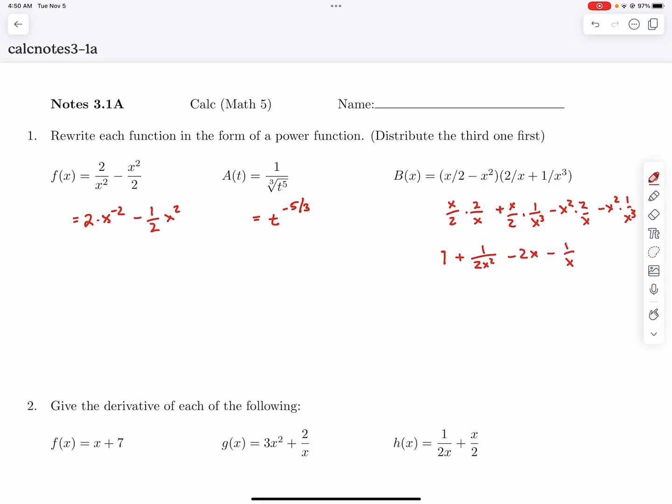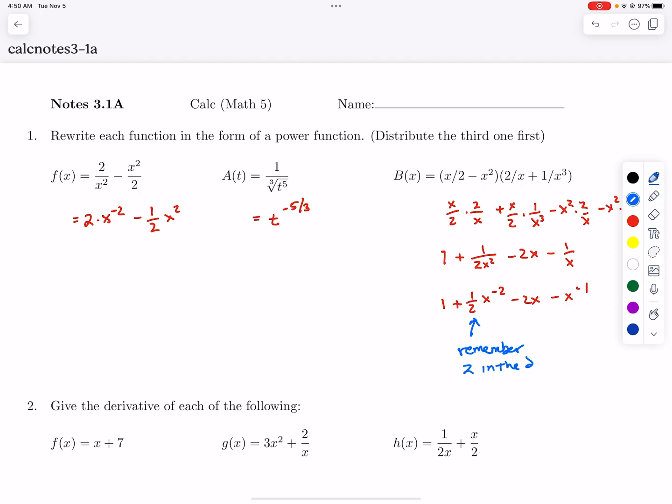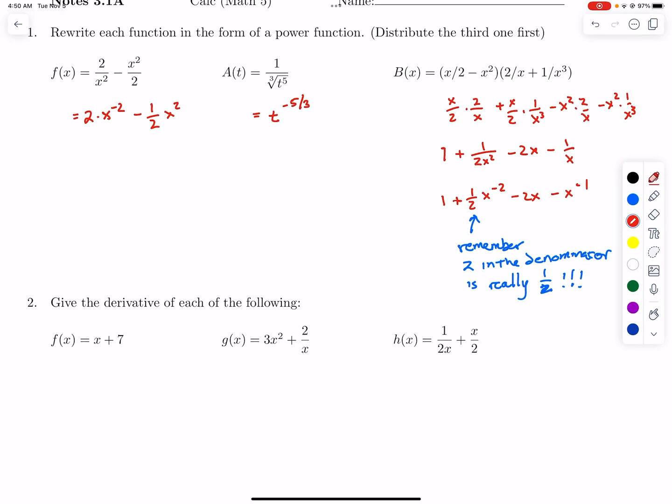Now again, this is not ready to take the derivative. You have to prep it for surgery. That's not a 2. It's not a 2, it's a 1/2. So I'll write a little note in blue. It's really a half, not a 2, so make sure you're not adding 2x to the negative 2.